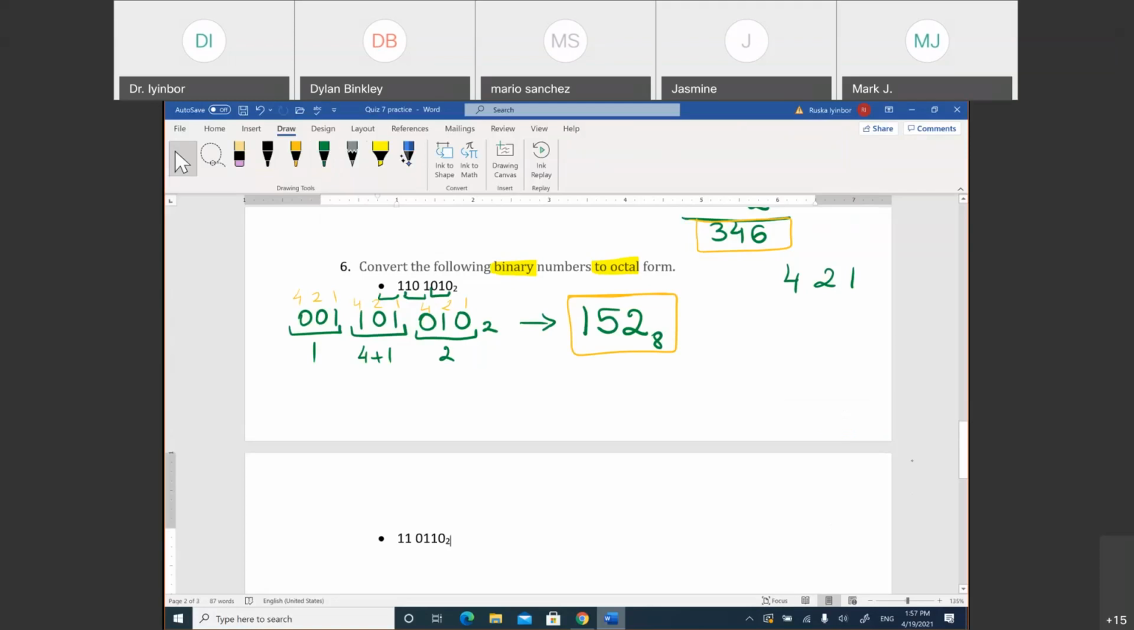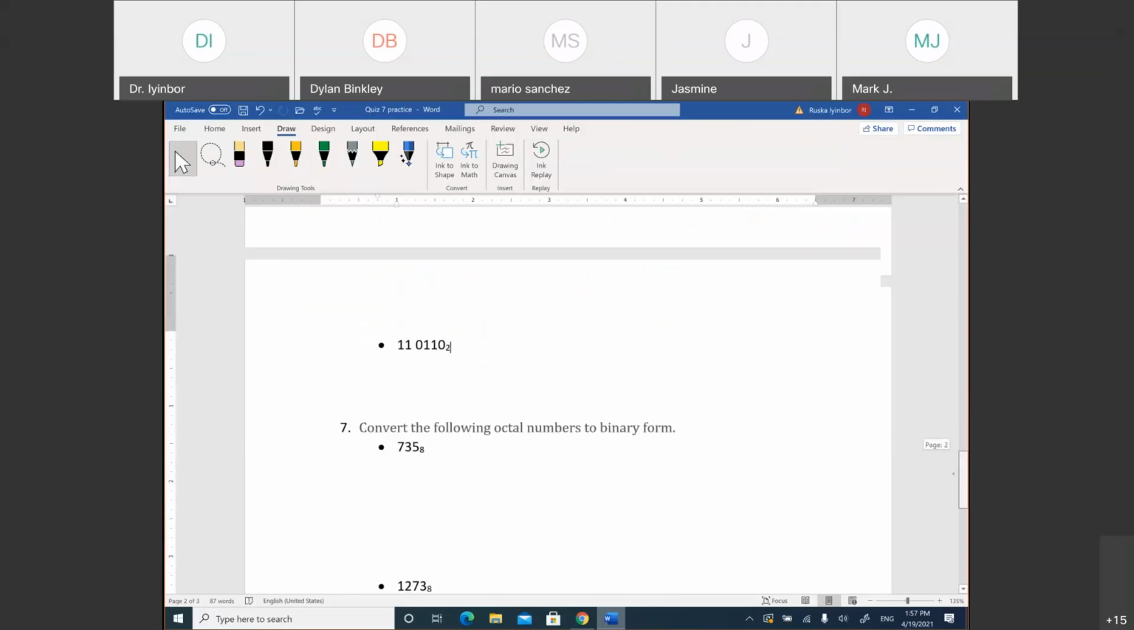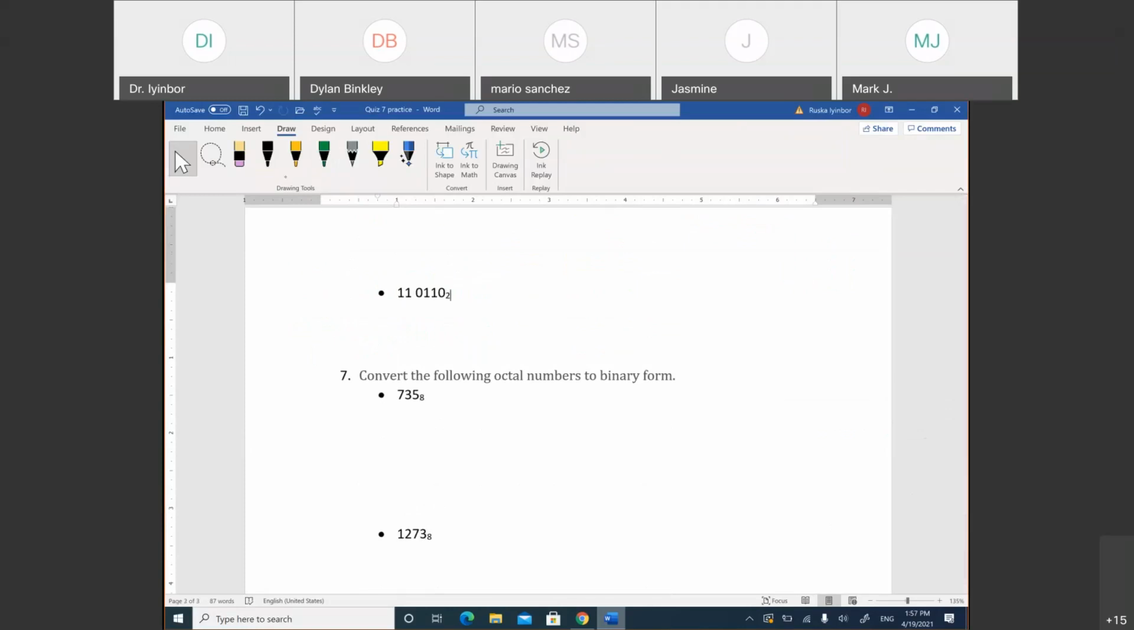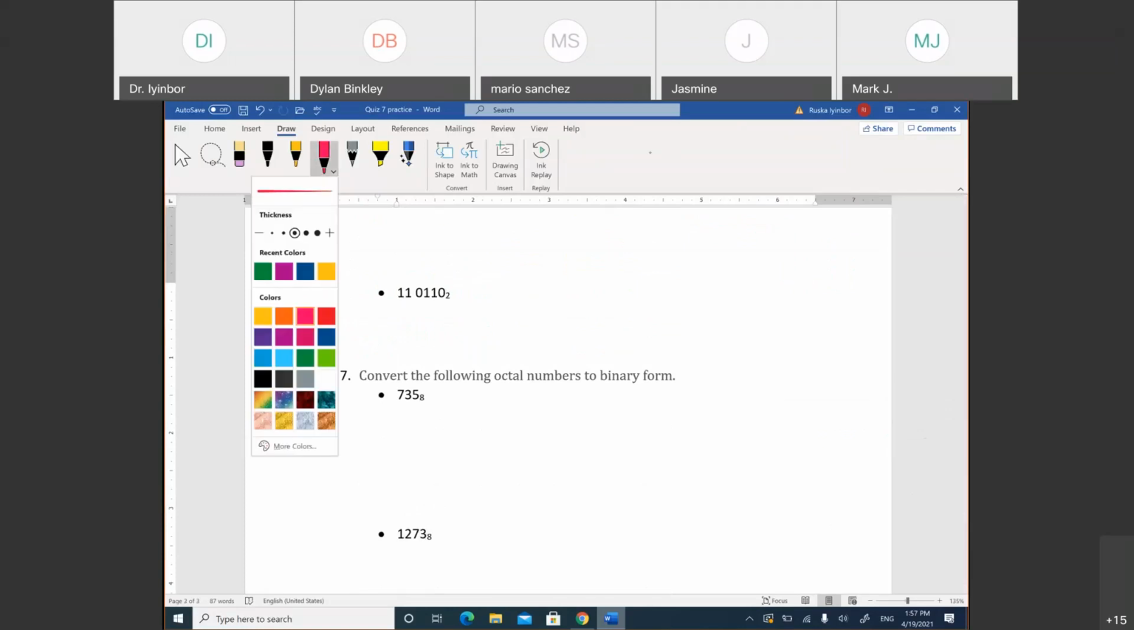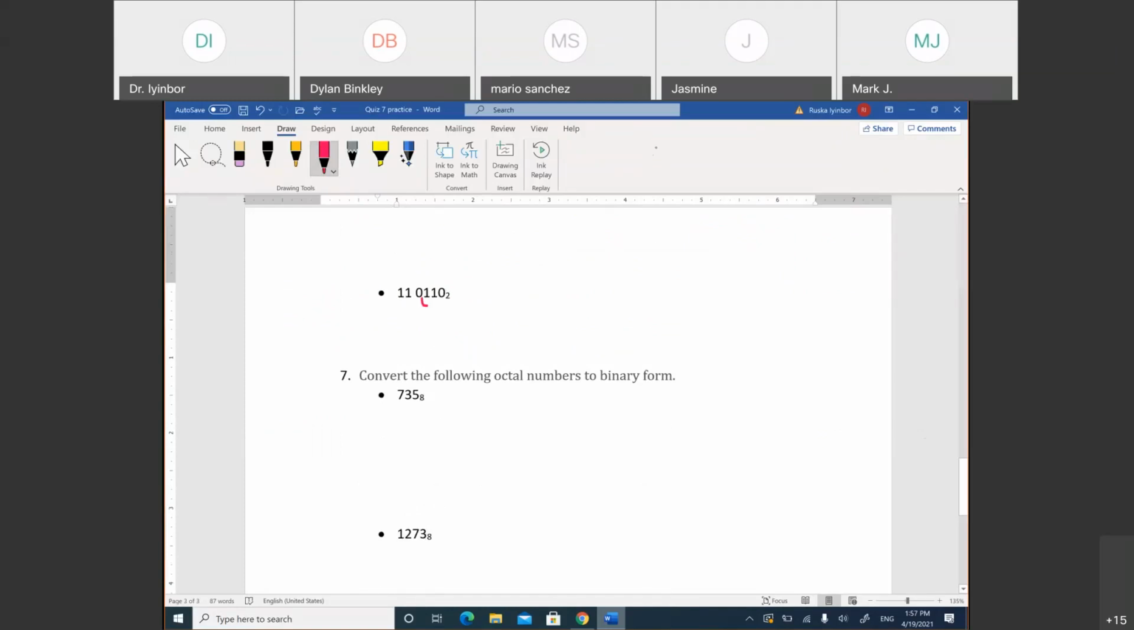Okay, let's do it one more time. The next number is 110, 110. So we're going to split it again in groups of 3, so we have these 3 and these 3. Again, I'm going to write on the top 4, 2, 1, and you have 4, 2, 1. So the first number, I'm adding 4 plus 2, which is what? 6. And the other one is also going to be 6. So this number in octal is going to be 66 with a little base 8 down here.